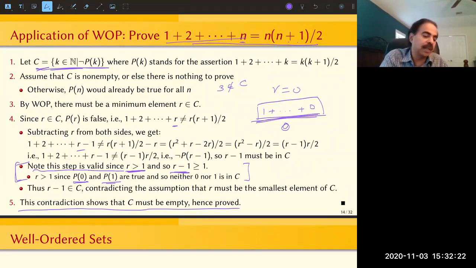And that's how I'll be able to say that any R that is in C is going to be greater than 1, because 0 and 1 are simply not in the counterexample set. I checked whether 0 and 1 could be in the counterexample set, and I found out that no, they cannot be. Therefore, R minus 1 is a well-defined natural number, because R is neither 0 nor 1.